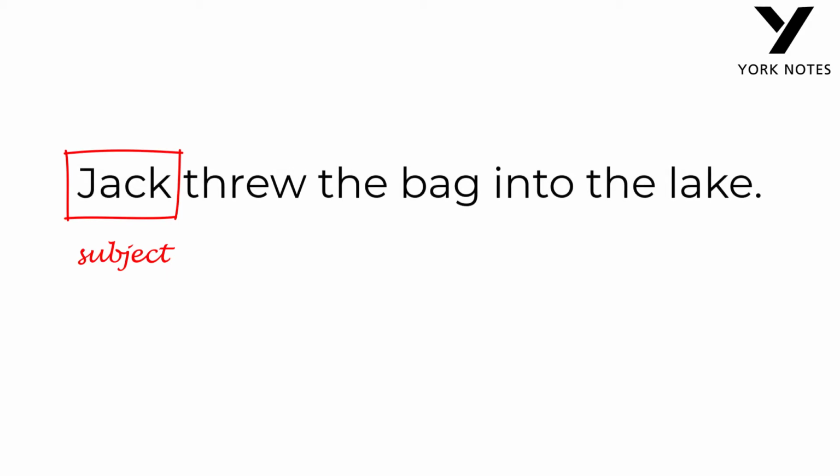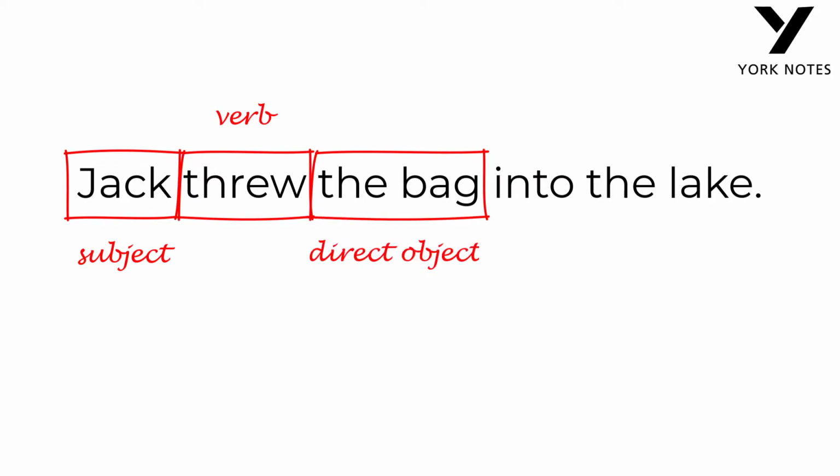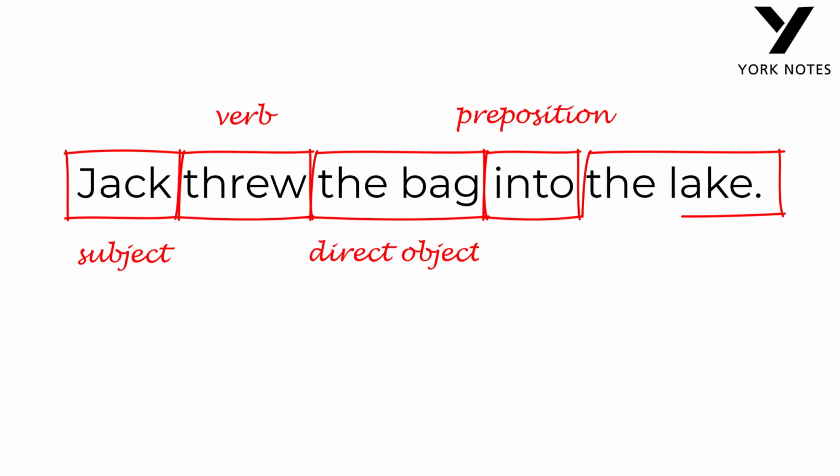So let's take, for an example, a really simple, dull sentence that you might use at the beginning of a story, such as: Jack threw the bag into the lake. Now, that's made up of a number of categories. We've got Jack, the subject of the sentence; threw, which is the verb; the bag, which is the direct object; into, which is the preposition; and the lake, which is the indirect object. Now, you don't really need to know all those terms to understand that that's how the sentence works.